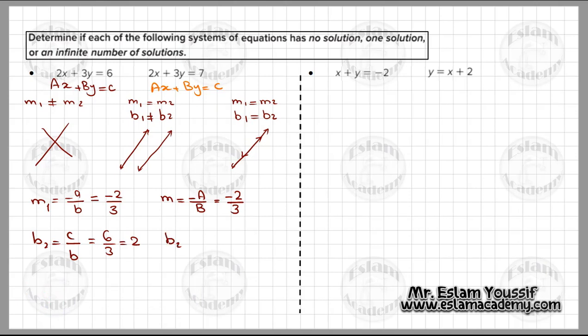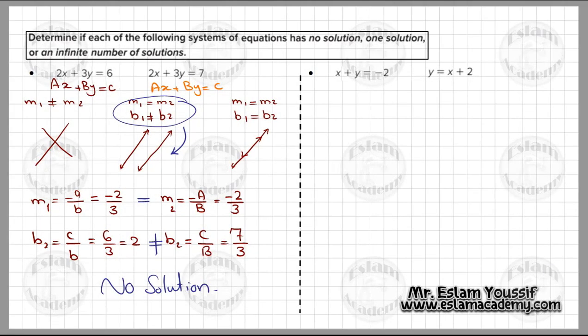Now we can find the y-intercept too. The y-intercept equals c over b. c is equal to 7 and b is equal to 3, so it will be 7 over 3. You will find that M1 is equal to M2, but b1 does not equal b2. Once we have M1 equal to M2 and b1 not equal to b2, it means we have two parallel lines. If the two lines are parallel, it means there is no solution.